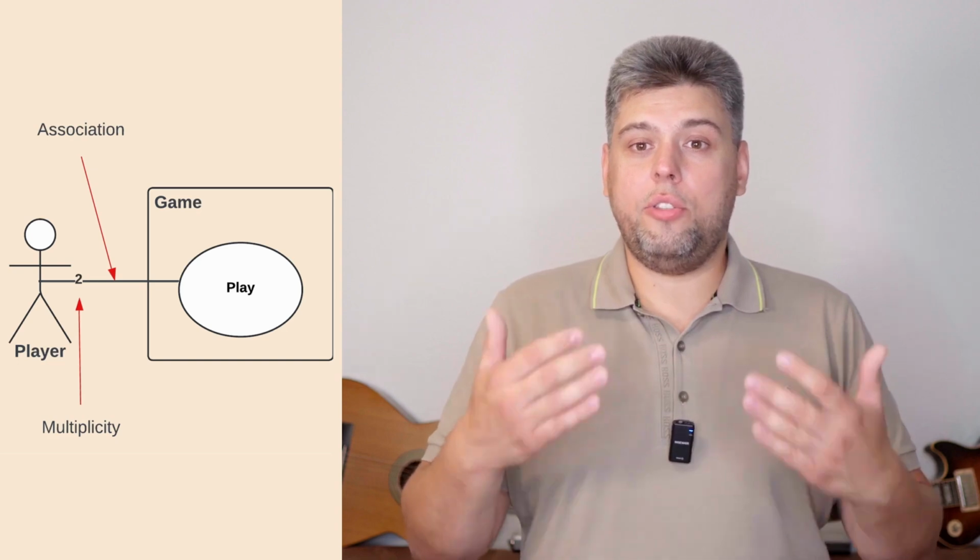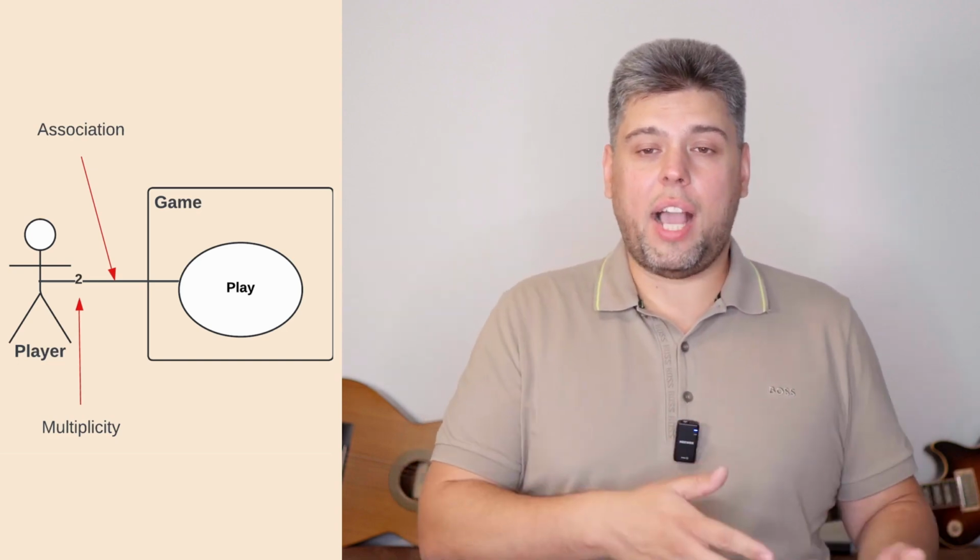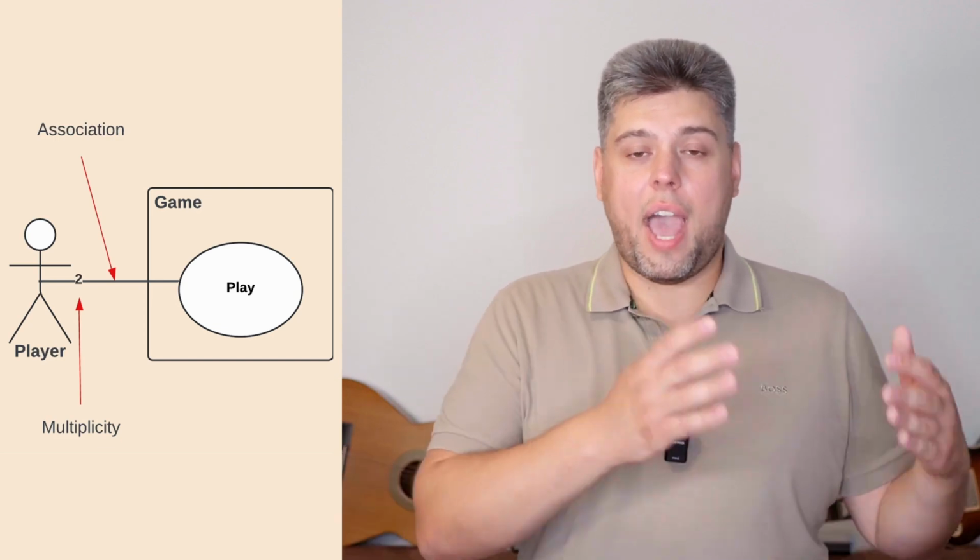You can use multiplicity when it is necessary to show how many users of the same role interact with the use case at the same time. For example, if you need at least 2 players to play the game, add 2 above the association between the actor and the use case next to the actor's name.